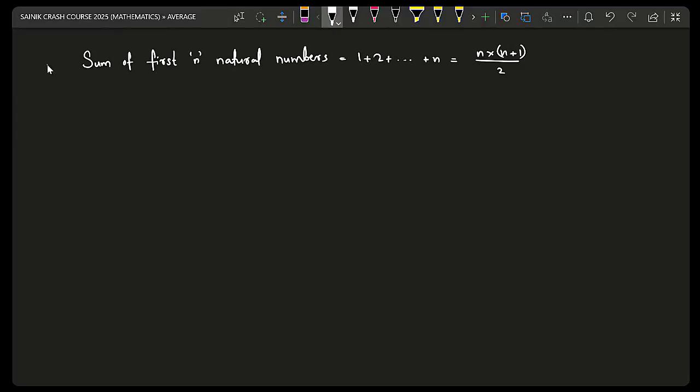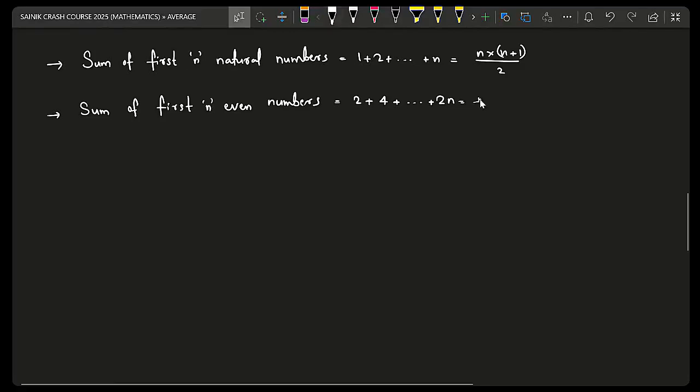And next, the sum of the first n even numbers. The first even number is 2, second even number is 4, third even number is 6, and so on. The nth even number is going to be 2 into n, that is 2n. So if you add all of them, you will get the answer n into n plus 1.